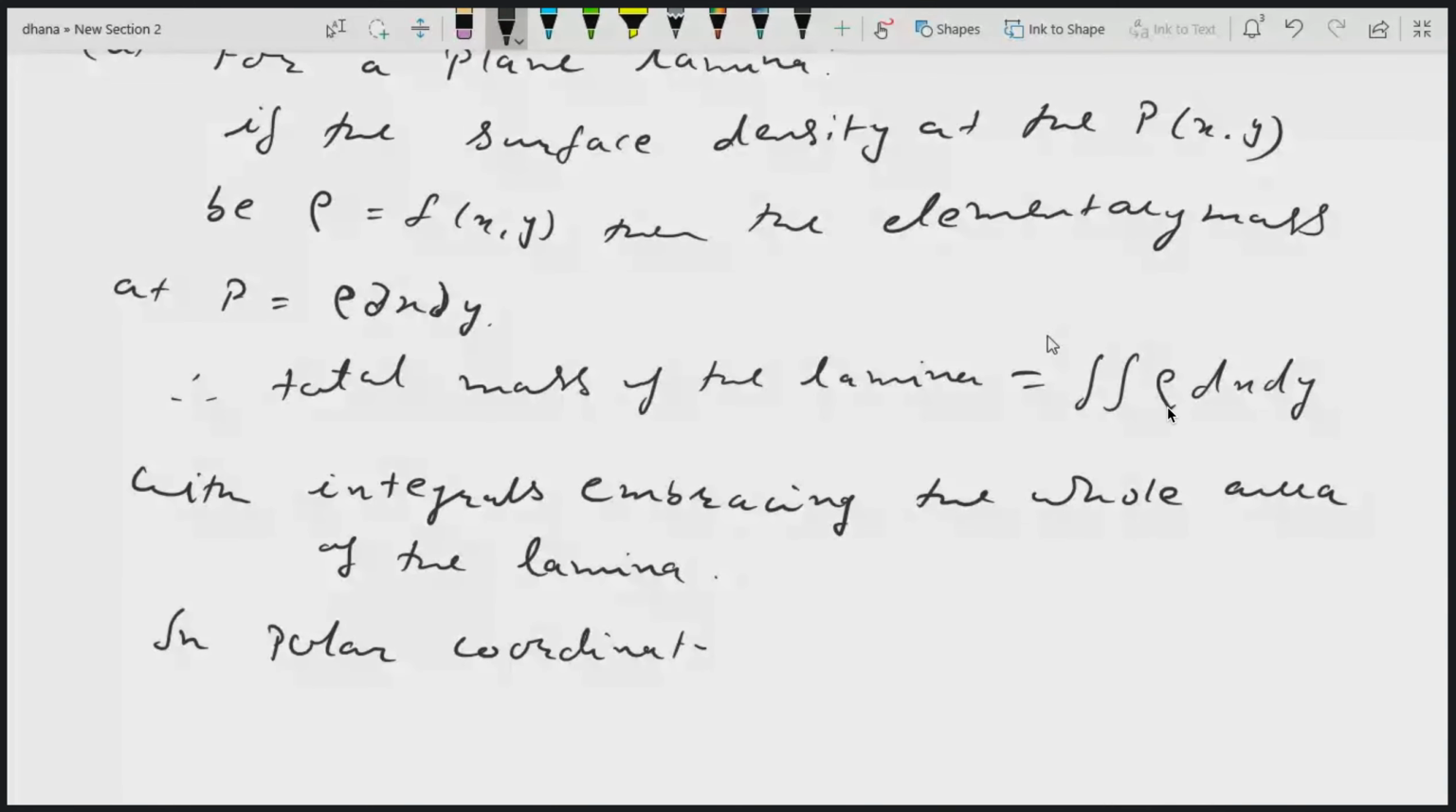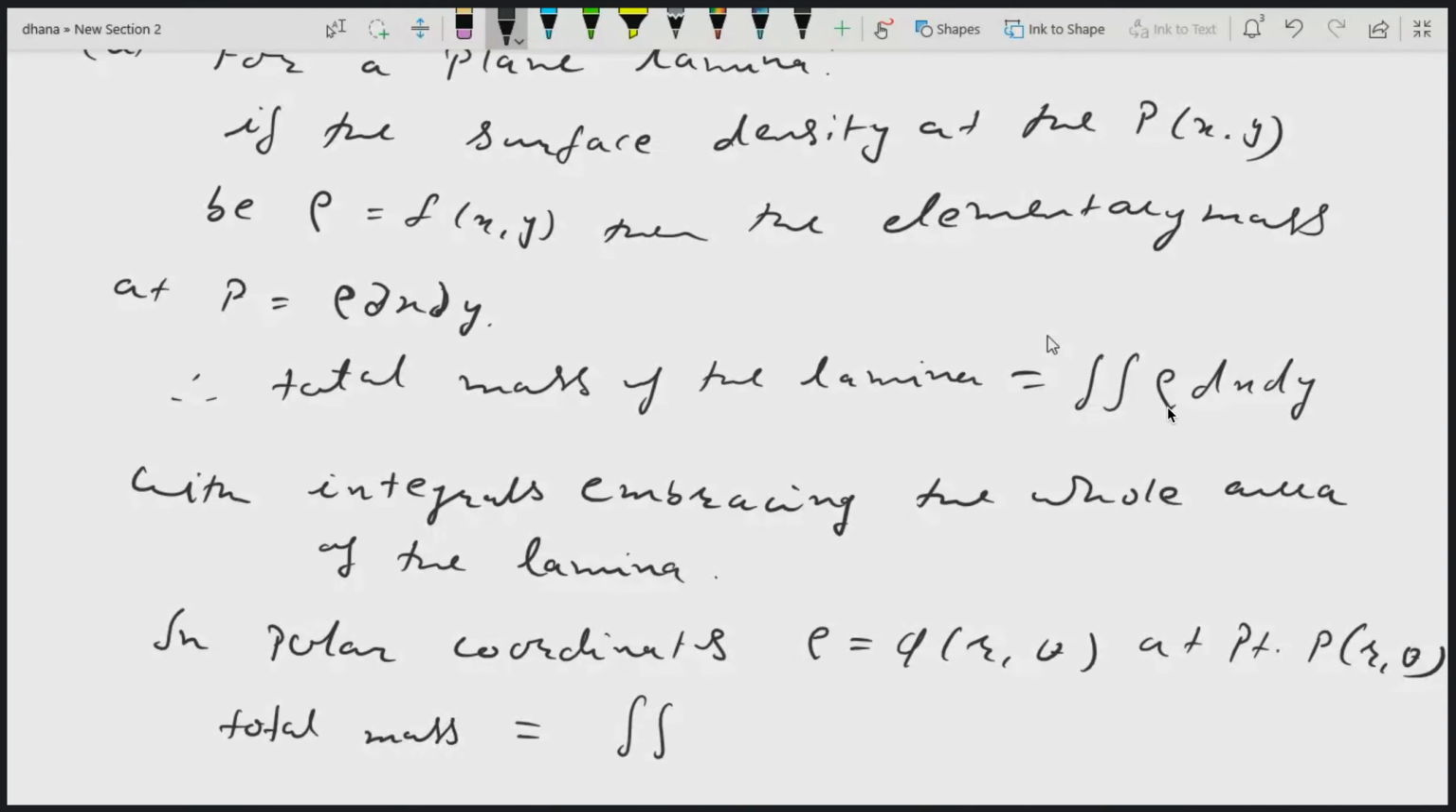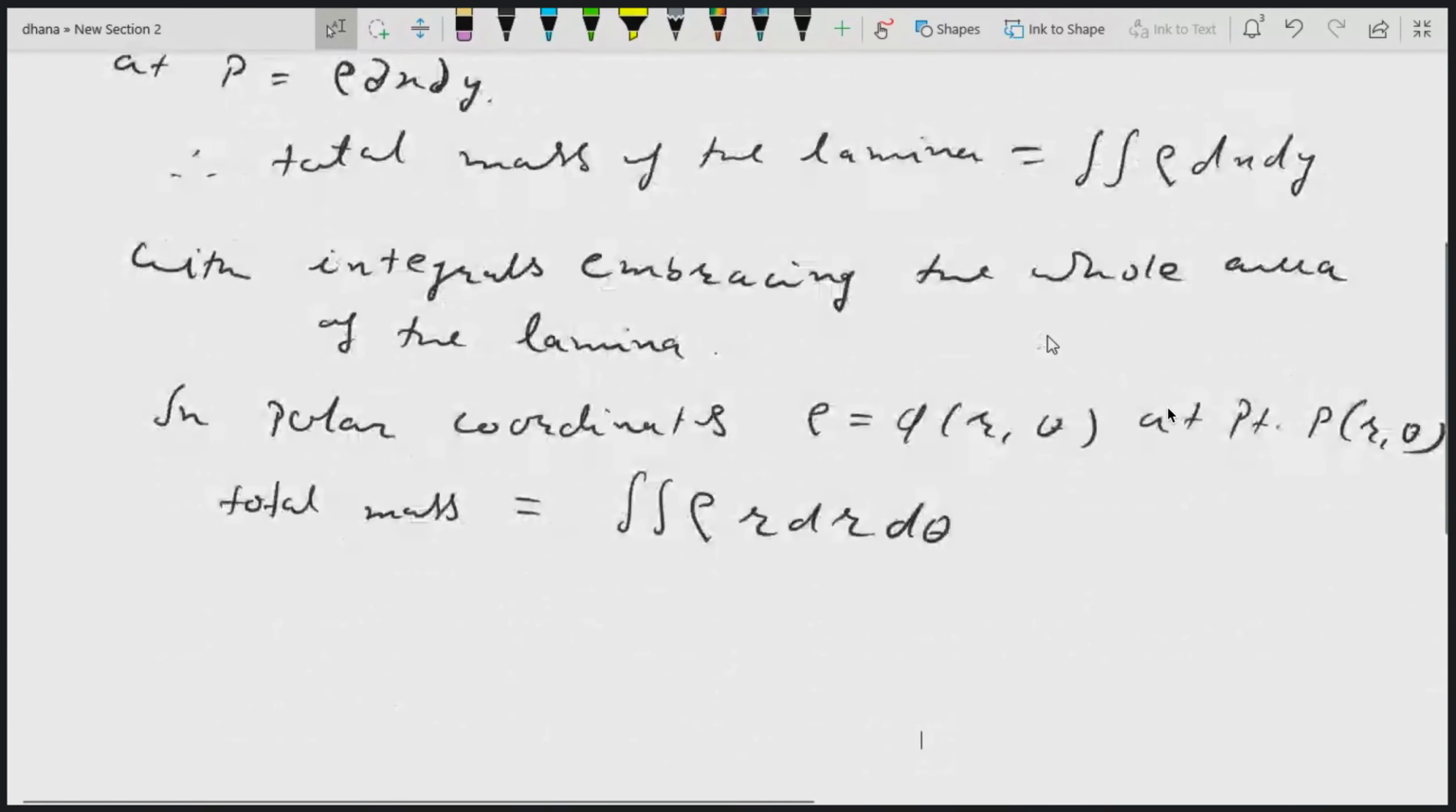In polar coordinates, you take rho to be some function of r and theta at the point r comma theta. Then the total mass of the lamina will be given by the double integral of rho r dr d theta, or d theta dr accordingly. So this formula you'll use to calculate the mass for a plain lamina.